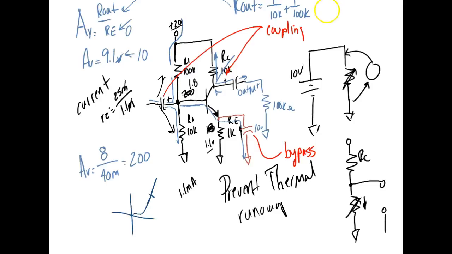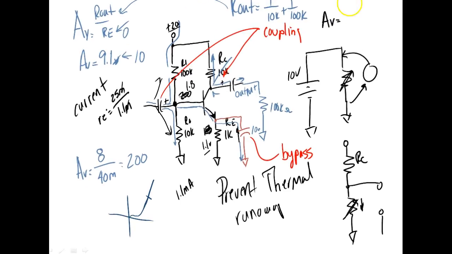So if you look at your formula for AV, it says two things. It says R out, and then out the bottom it's got RE, and hopefully it's got this, or RE prime. So what you're going to do is select one. If it's bypassed, we're going to use what? We're going to use RE prime. If it's not bypassed, we're going to use what? RE. Y'all understand that?